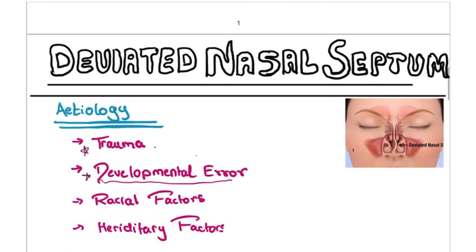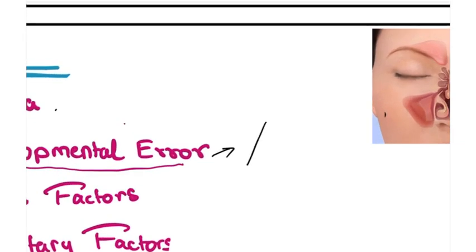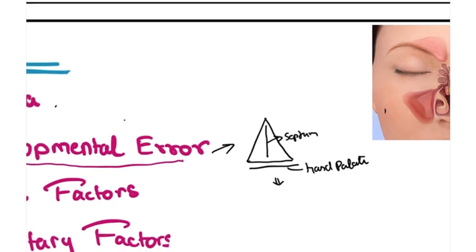So now we'll come to deviated nasal septum. Deviated nasal septum, as the name suggests, the nasal septum is deviated towards either of the sides. So what are the causes? We'll see first developmental error. Let's say our septum and our hard palate grow together, that is, they grow simultaneously. So if in case this hard palate becomes high arched, there won't be enough space for the septum to grow, so it is going to deviate, and this is going to lead to deviated nasal septum.